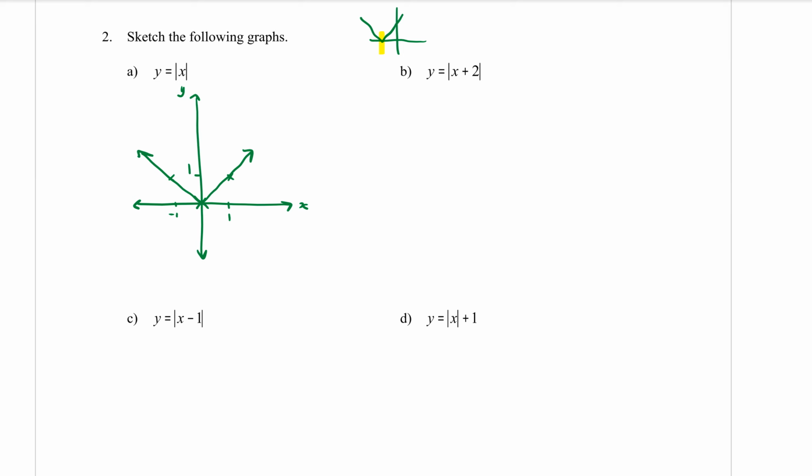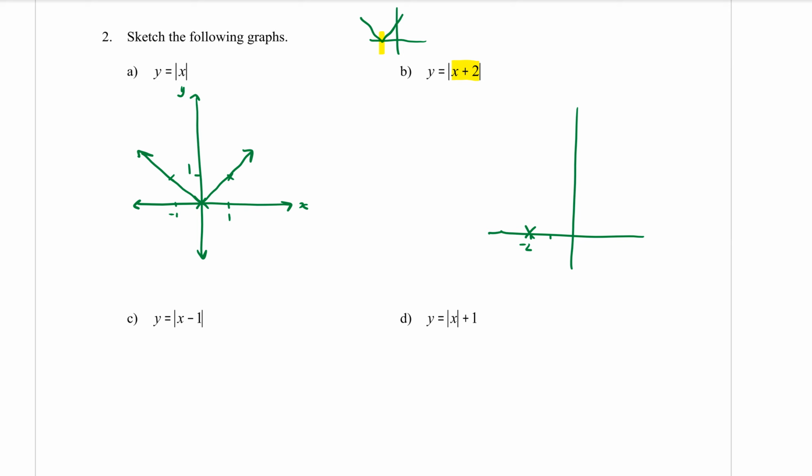From that, we want to be able to move it sideways and up and down. So if I have an x plus 2 inside here, that means I'm going to be moving that point sideways, to the left 2 spaces, so that it is at -2. Okay, so -2 goes there. That's where my point's going to be.